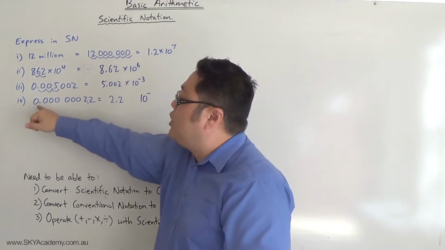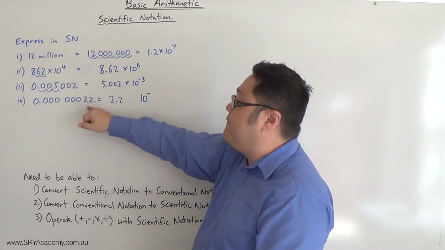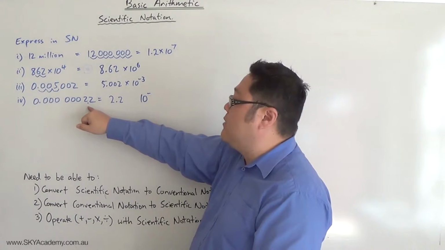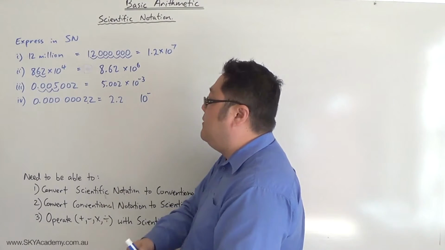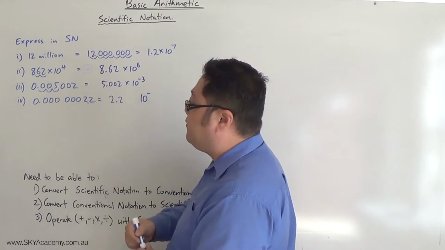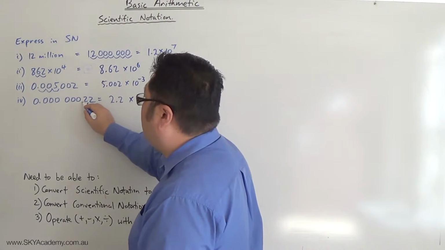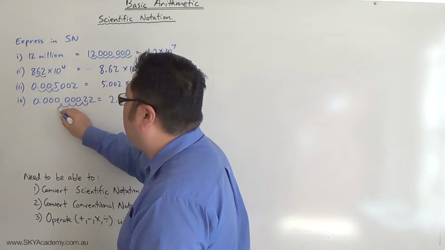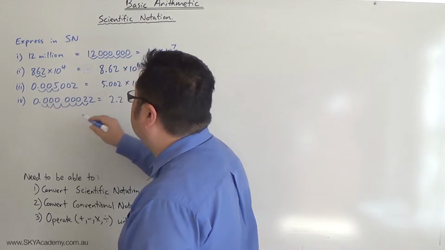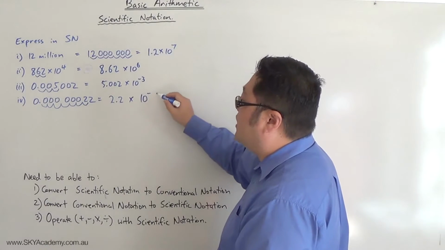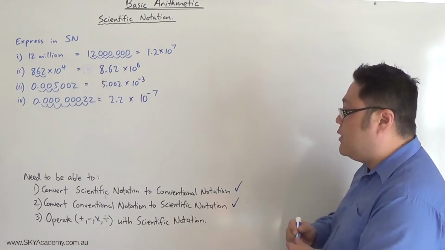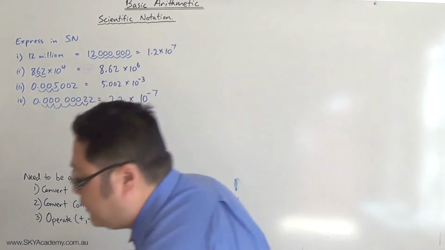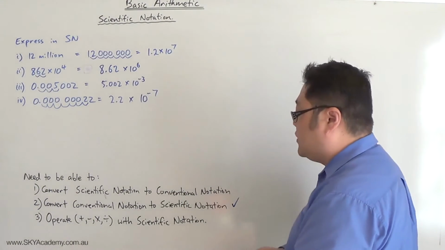And how do we work out this number here? Well, basically you start from the left and go to your first non-zero number. And the decimal point will belong after that. Okay? So it's 2.2 times 10 to the power of 1, 2, 3, 4, 5, 6, 7. So it's 2.2 times 10 to the power of minus 7. Okay? We're going to do the next one, which is converting scientific notation to conventional notation.